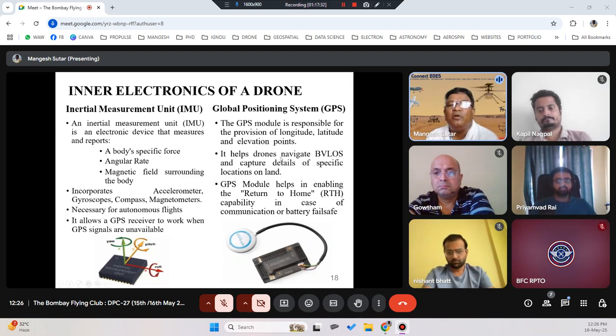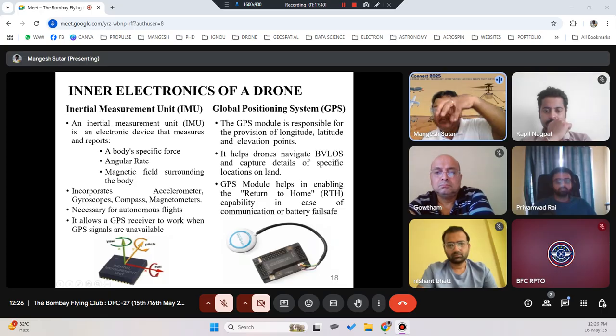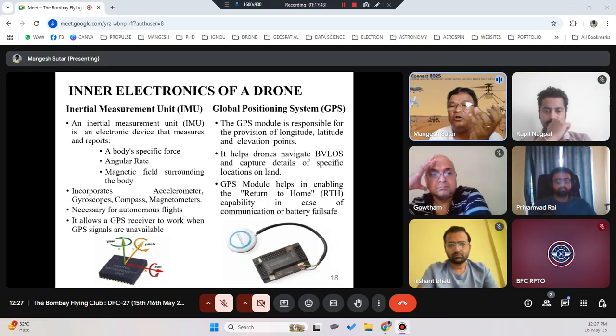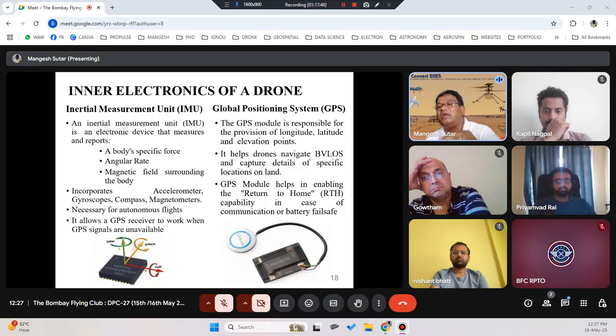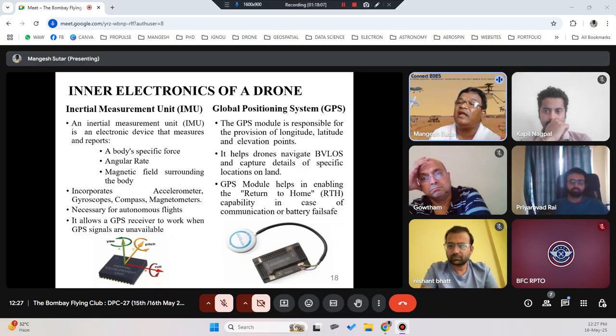Okay. So the global positioning system, GPS module, is responsible for providing longitude, latitude, and elevation points. GPS is basically a separate module on the drone, which gives you inputs like latitude, longitude, and the altitude at which the drone is flying. It helps the drone navigate in BVLOS. As of now, we have GPS devices on our drones, but it is not for BVLOS conditions. It is only aiding our smooth flying. Without GPS, we can also fly the drone, but then we will be completely manual.